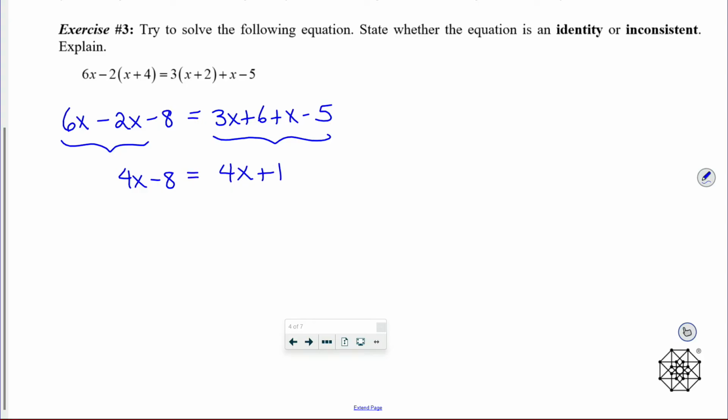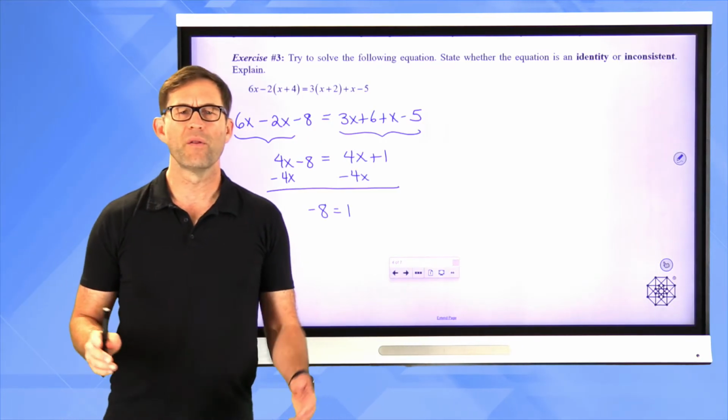All right. And already something seems a little bit strange to me, but I'm going to keep going ahead and doing this. I'm going to try to get all my variables on one side of the equation by subtracting 4x from both sides of the equation, and I'll get -8 is equal to +1, because all the x's have gone away.